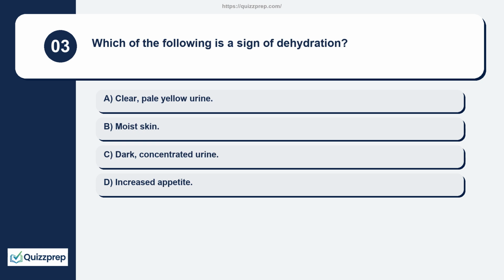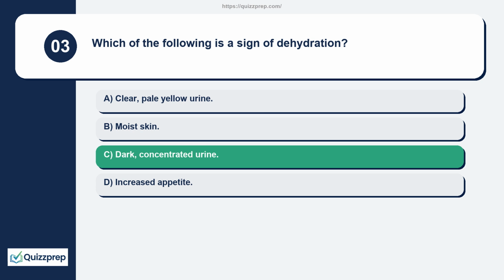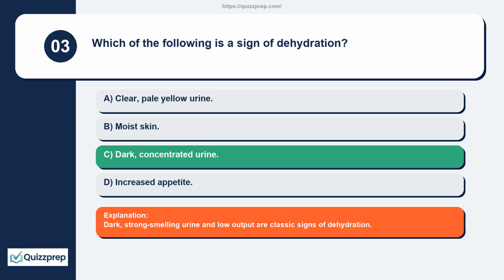Question 3. Which of the following is a sign of dehydration? Clear, pale yellow urine, moist skin, dark, concentrated urine, increased appetite. Dark, strong-smelling urine and low output are classic signs of dehydration.